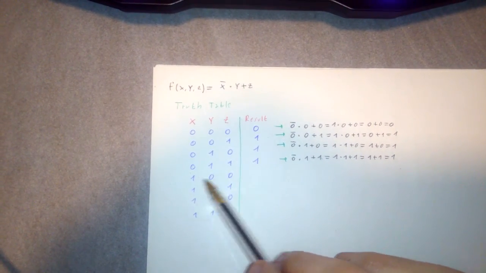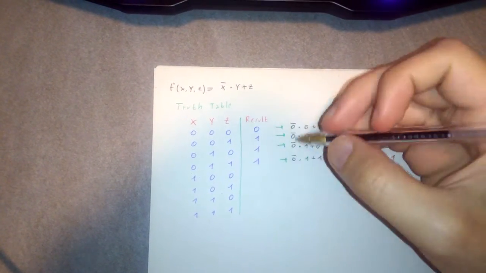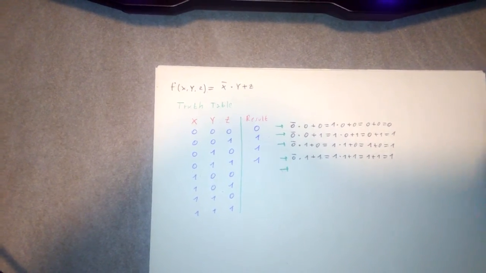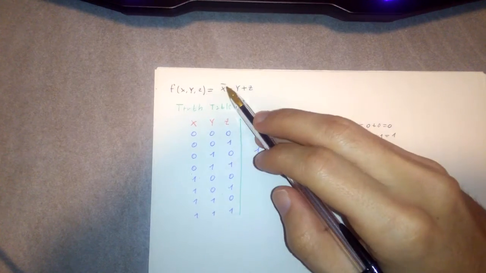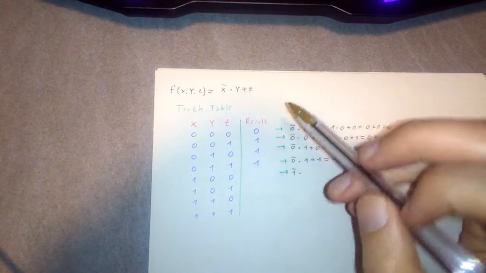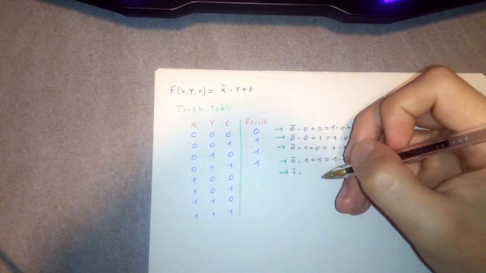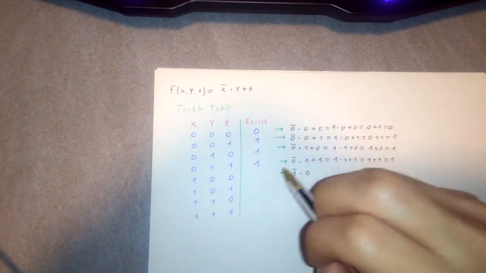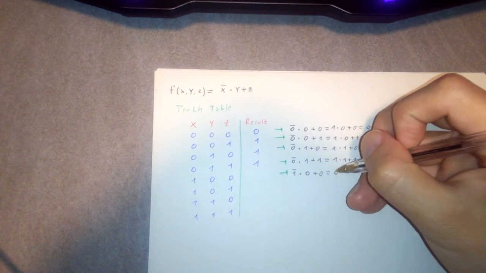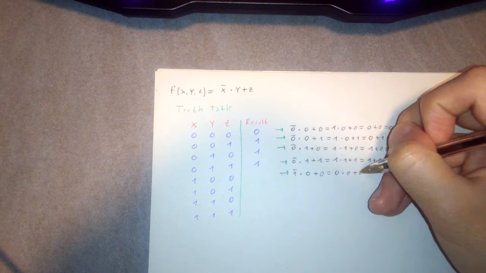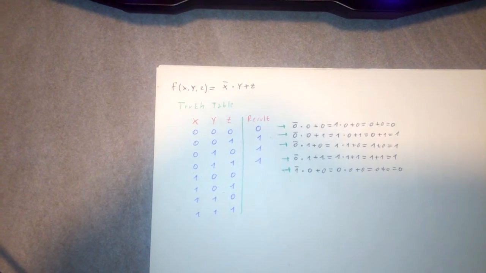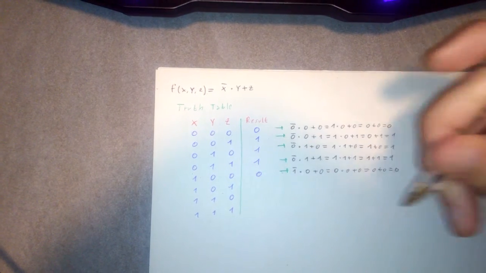Now 1, 0, 0. We had x, which is 1, so not 1, times y, which is 0, plus z, which is 0. So not 1 is 0, times 0 plus 0. This is meant to be 0. So this is going to be a 0, indeed.